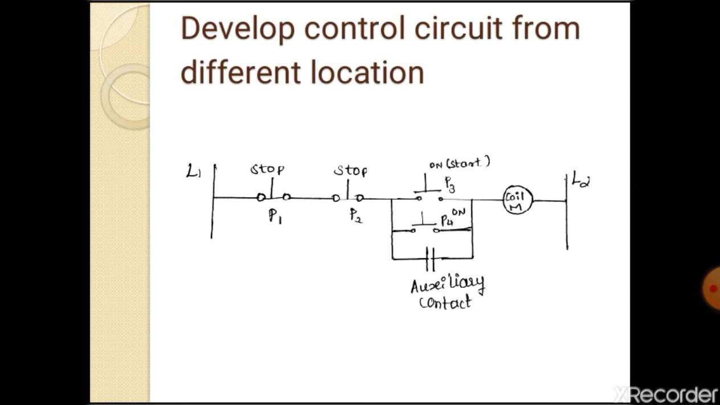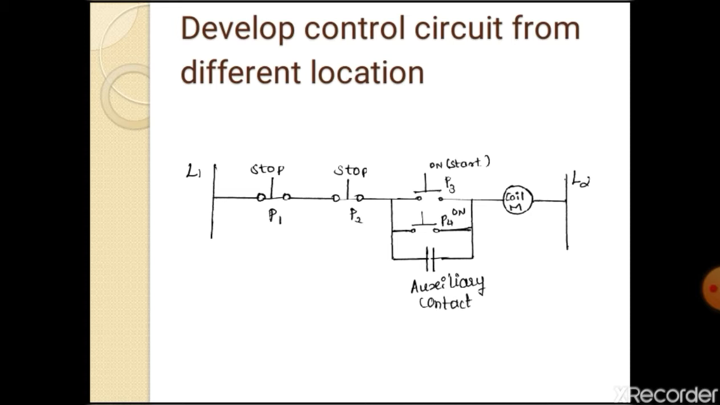Second one is developing a control circuit from different locations. Means there are two locations from which we are going to control the circuit. It consists of stop buttons P1, P2, start buttons P3, P4, auxiliary contact and motor. When push buttons P3 and P4 are pressed, the current will flow from line to the neutral and the coil gets energized, so the motor starts running.